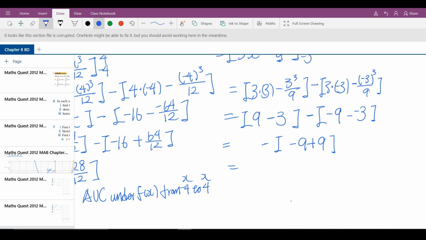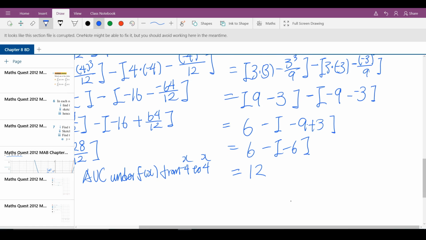All right, so it's 9 minus 3 equal to 6 minus whatever is inside, right? So this inside is -9 plus 3, so it'll be 6 minus -6 gives you 12, right? Nothing wrong here. So this is the AUC, area under curve of g of x from -3 to 3.